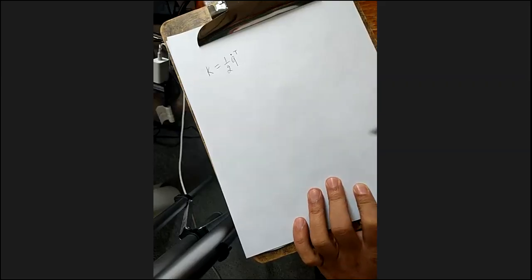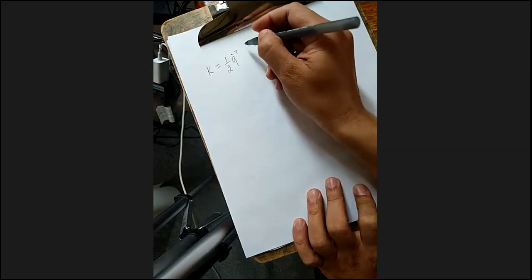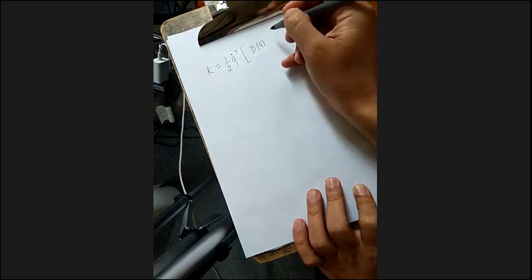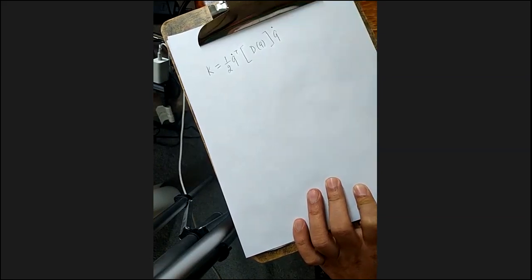Okay, so last time we did K equals 1 over 2 Q dot T, then we have the D matrix, then Q dot matrix. That's what we had.